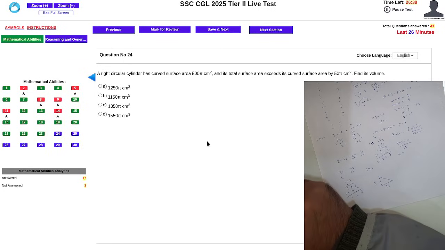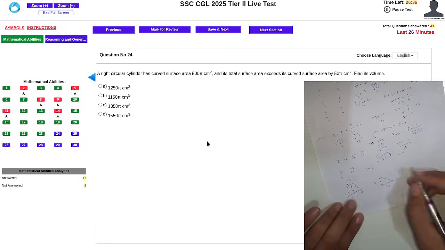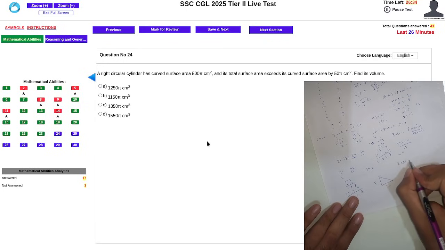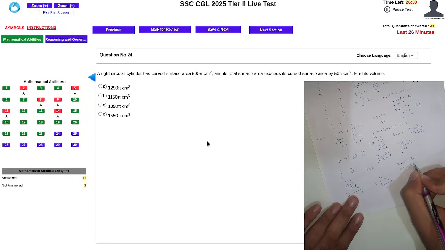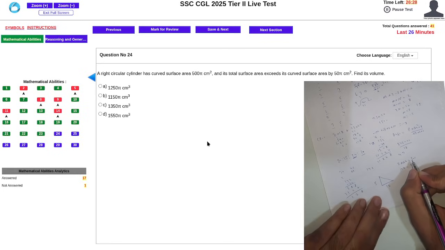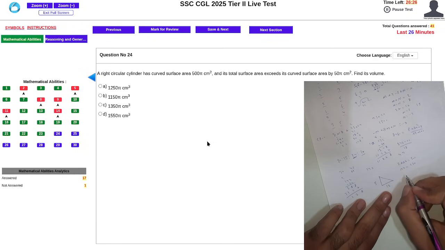A right circular cylinder has curved surface area 2 pi RH is equal to 500 pi, so pi will be cancelled, RH is equal to 250, and its total surface area exceeds its curved surface area by 50 pi.